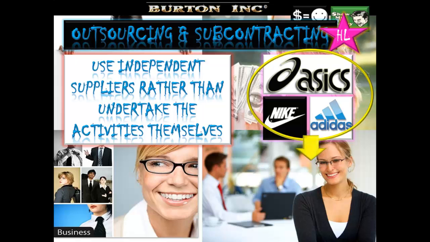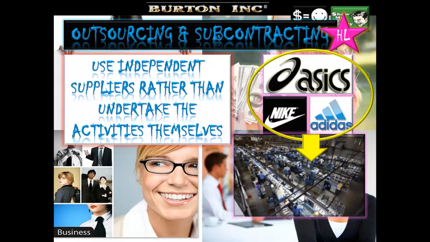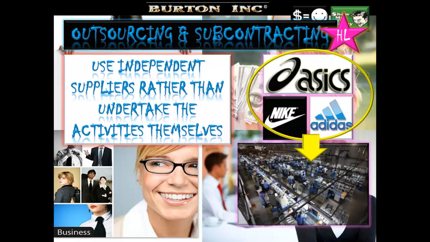And in fact, amazingly enough, these three competitive companies, they're directly competing against each other. Their sports shoes are all made in the same huge factory in China. One factory in China subcontracts the production for Asics, Nike and Adidas.